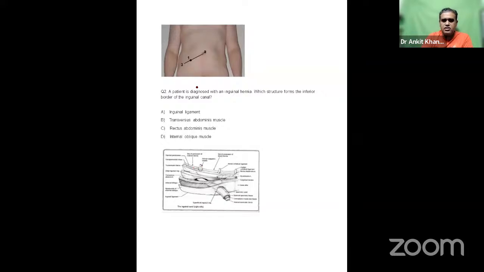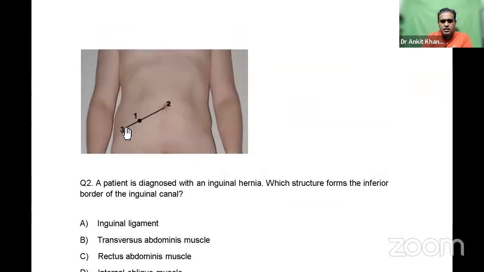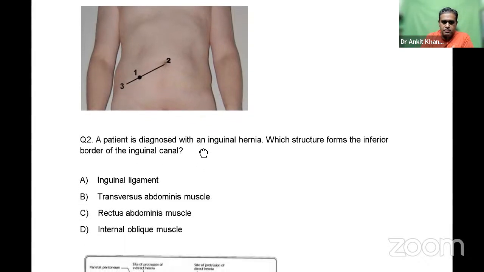And let us see if we have an image over here. Yes, here we have an image of McBurney's point. You can see number 3 is the right anterior superior iliac spine, ASIS. Number 2 is the umbilicus. Number 1 point over here is the junction of the lateral 1/3 and medial 2/3. This roughly tells us the position of the base of the appendix. That is the point.